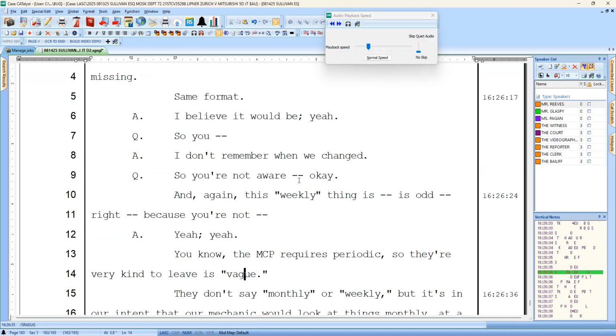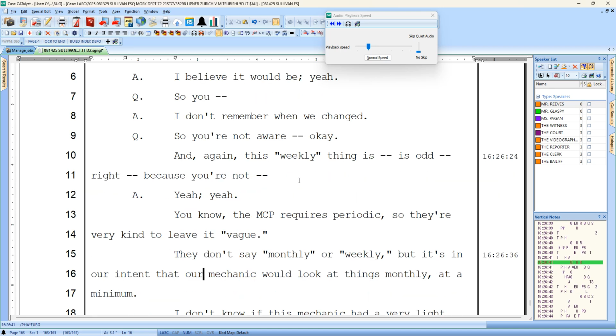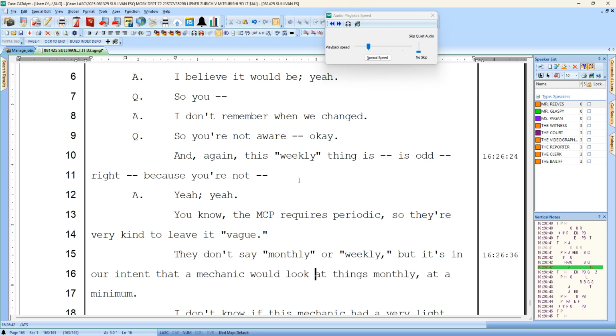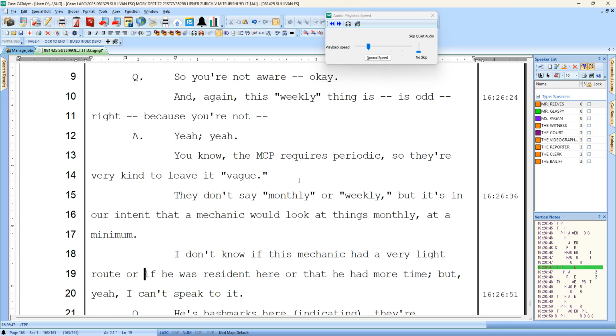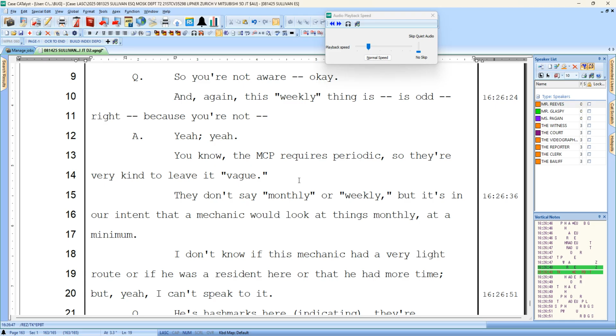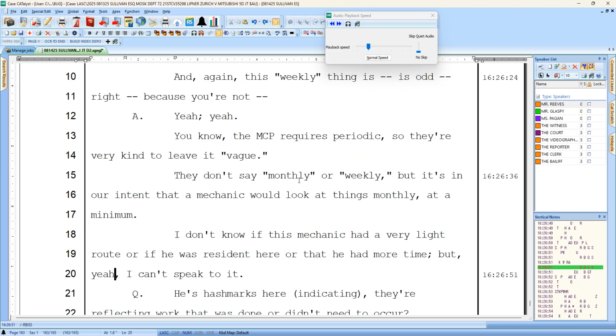The MCP requires periodic, so they're very kind to leave it vague. They don't say monthly or weekly, but it's in our intent that a mechanic would look at things monthly at a minimum. I don't know if this mechanic had a very light route, or if he was resident here, or that he had more time, but yeah, I can't speak to it.